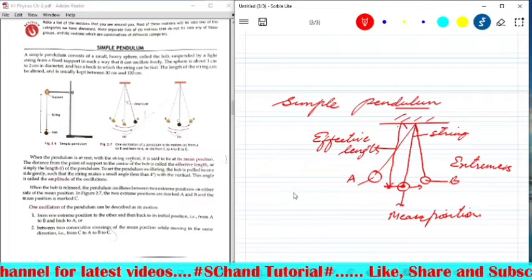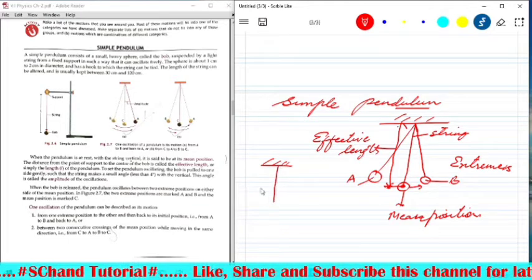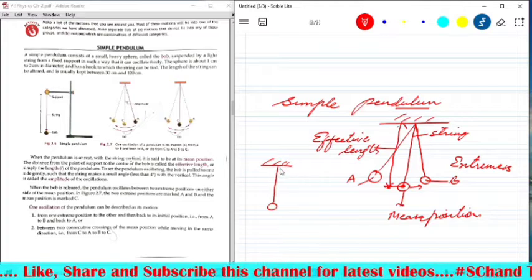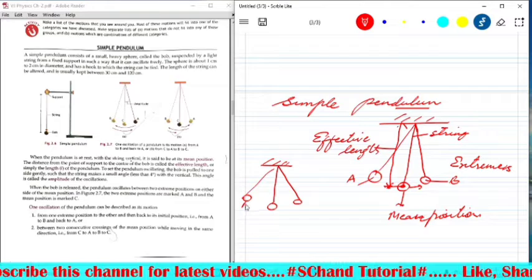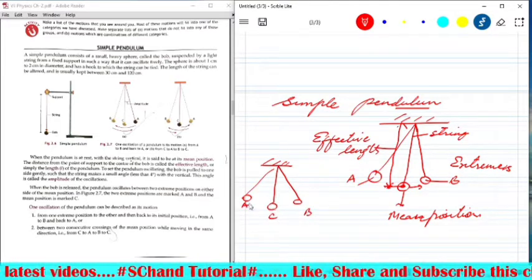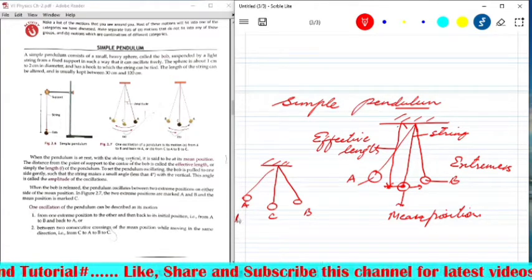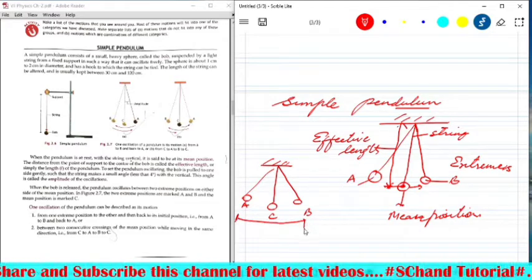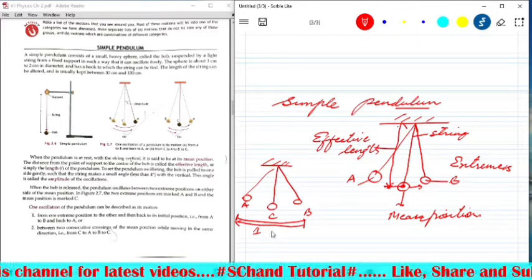So when the pendulum completes its one oscillation, that one oscillation can be completed in two ways. They have given it here also. We will see here, this is the mean position and these two are the extreme positions. For example, this position is A, this position is B and this is C. If we start taking the pendulum's oscillation from A, it will go to B, and from B it will again come to A. Then we can say that its one oscillation is completed.